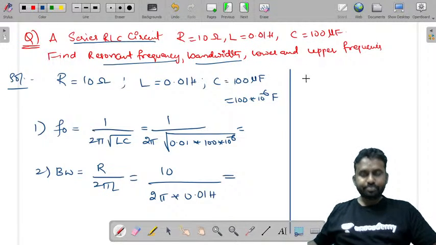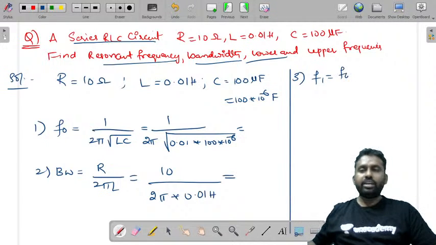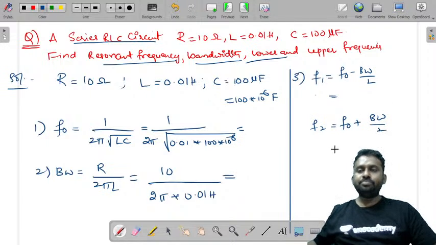The third one is the lower and upper cutoff frequencies. We know F1 is equal to F naught minus bandwidth by 2, and you can substitute that value. You will find F naught here and bandwidth here. And F2 is equal to F naught plus bandwidth by 2. Substitute these values. I'll tell you what values you get.